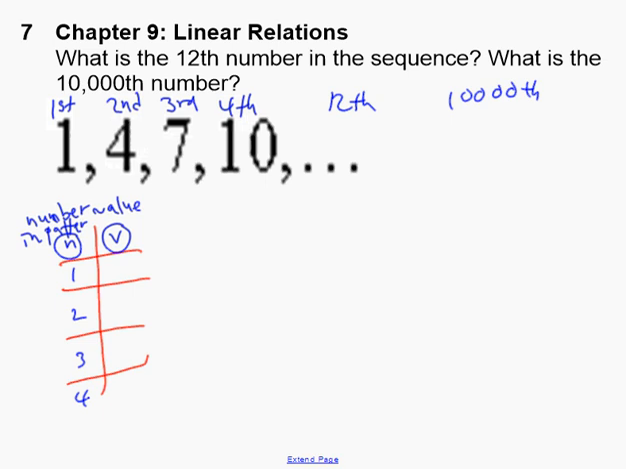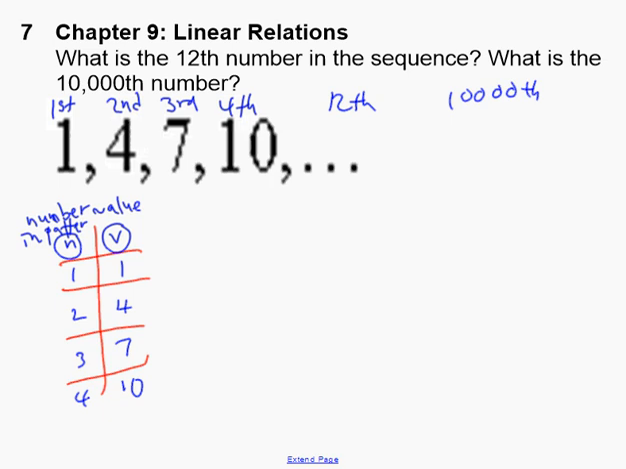Okay? The first number's value is 1. The second number's value is 4. The third number is 7. And the fourth number is 10. So take a time and copy down that table of values. Okay, that matches the pattern that we're given.